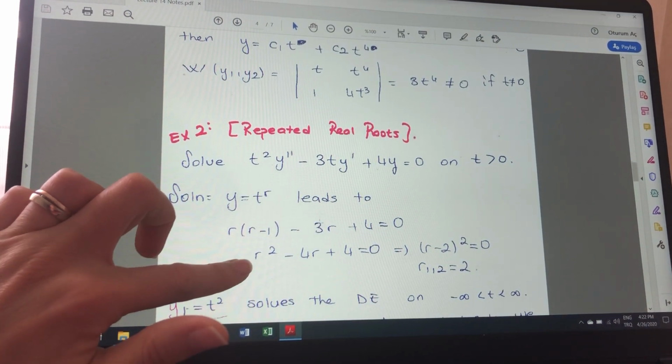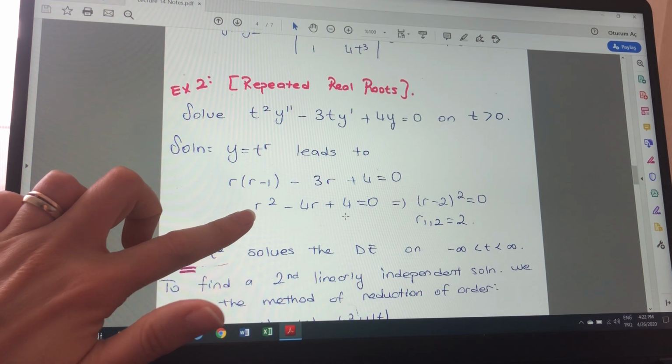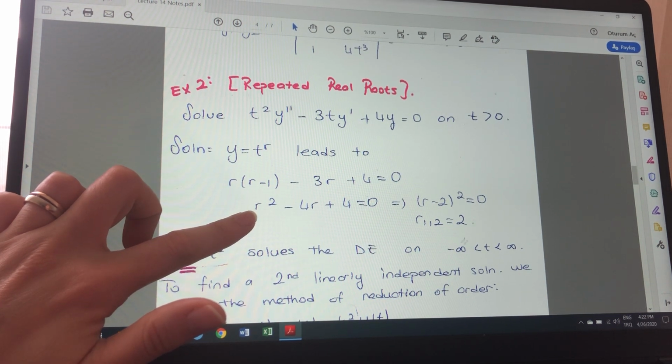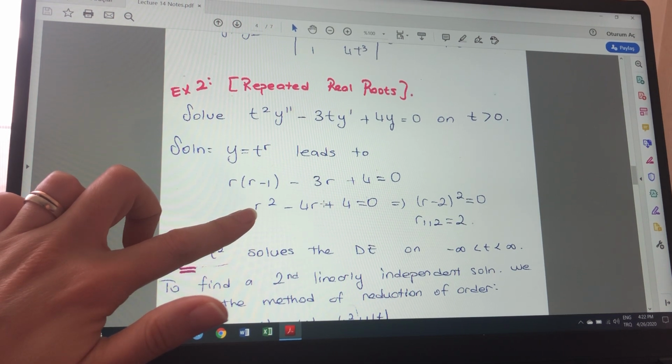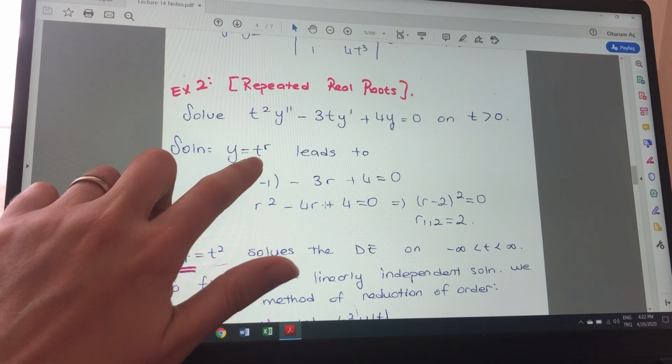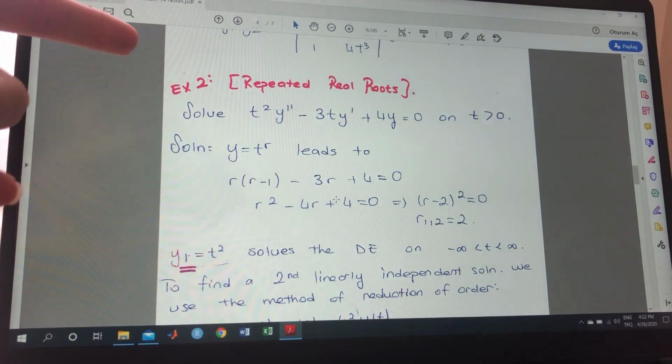And if you open this one, this is the function we have. And if we factor this one out, we can see that 2 is coming twice as a root for this characteristic equation. So one solution is t square. What is the other solution?